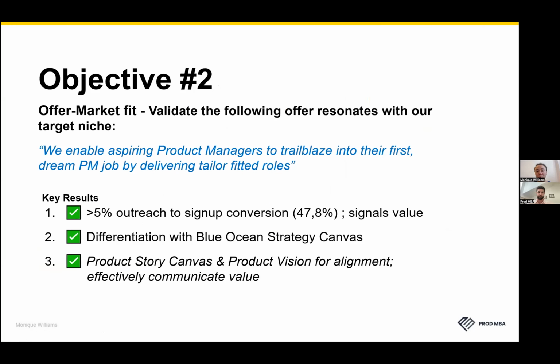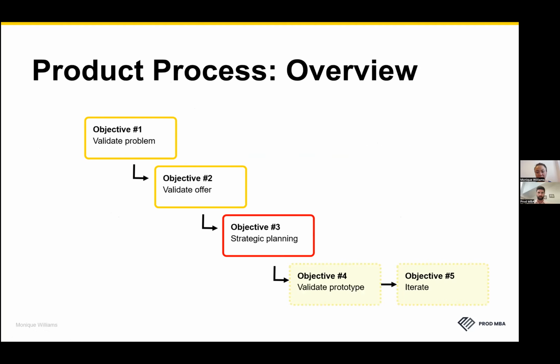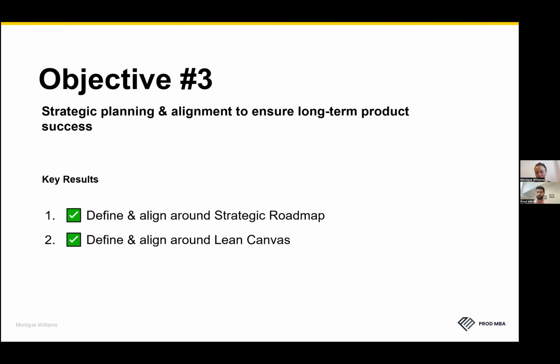All right, so what we did now is we know that we created value with this outreach conversion rate. We know what value we're delivering with this MBO. We know that this is a unique value proposition through using this differentiation, blue ocean strategy canvas. And we also know how to effectively communicate that value to all of our stakeholders. That means that now we can move on to the strategic planning part and creating long-term product success, right?